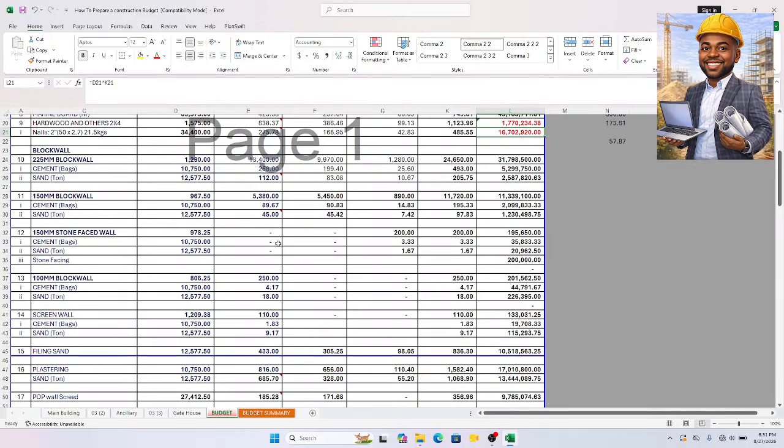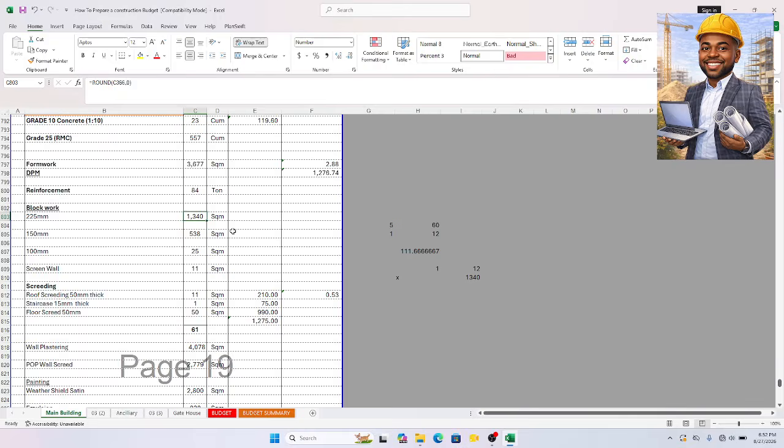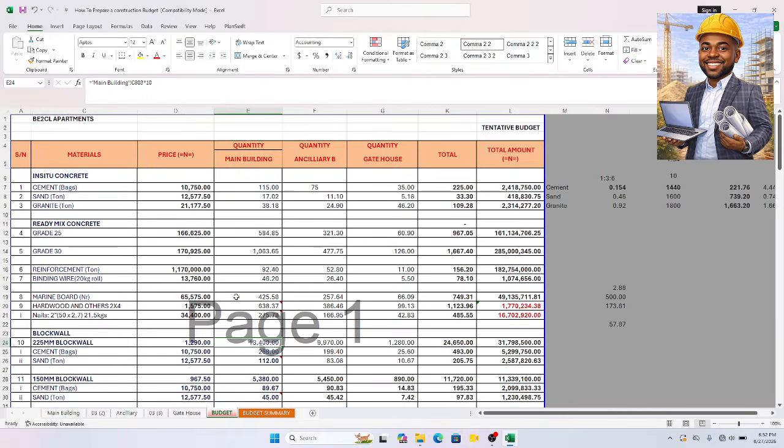Block wall. Now 2 to 5 mm block wall, then it's sold at 1,200 per block. If I add VAT to it, that is the amount. Now total number of total square area. We want to know the number of blocks, the number of pieces of block. Total block 225 is 1340 square meter. That's the quantity. The same thing goes for ancillary building and then gatehouse.